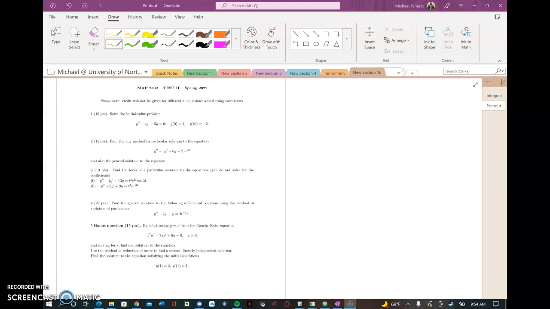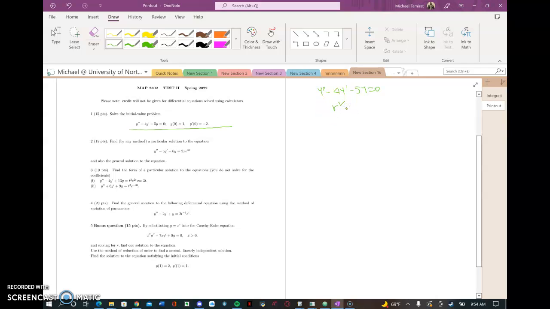Hello, we are gonna be doing a test review for ordinary differential equations. So our first question is solving an initial value problem. For this problem, we have y double prime minus 4y prime minus 5y equals 0. This is a homogeneous equation.